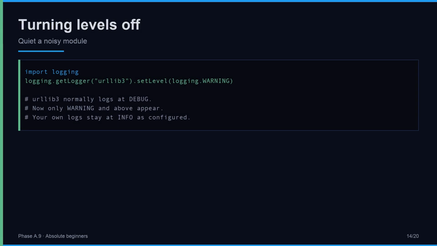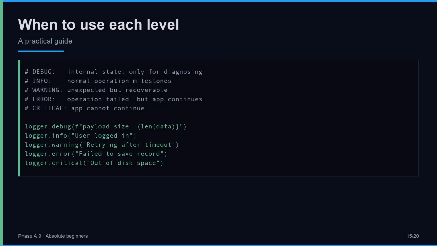Sometimes a third-party library logs too much. The library somelib3, for example, logs at debug level by default. Get its logger by name and call setLevel warning. Now only warnings and above from somelib3 appear, while your own code keeps logging at the level you configured. This is the power of named loggers. Each one has its own threshold, and you can tune them independently without changing your code. Quiet a noisy module.